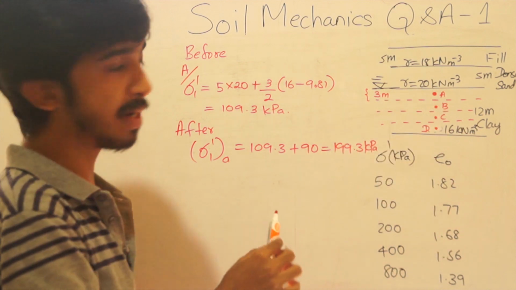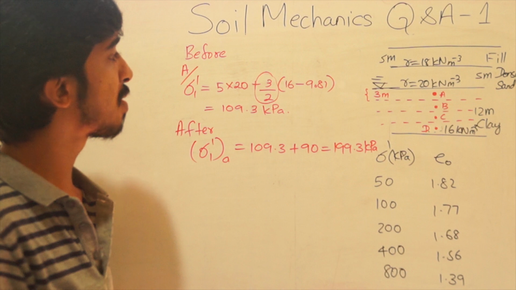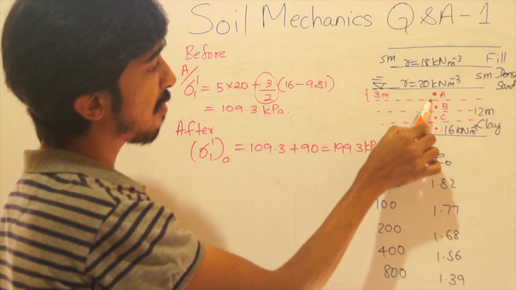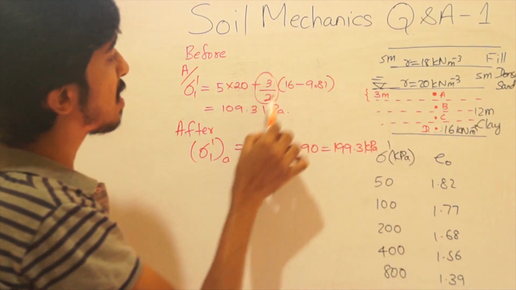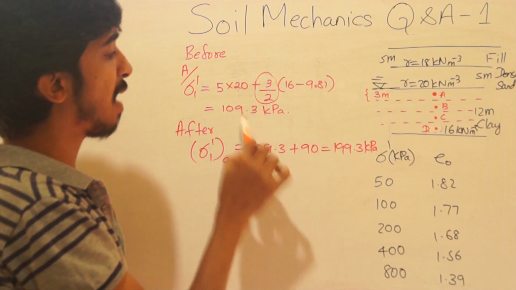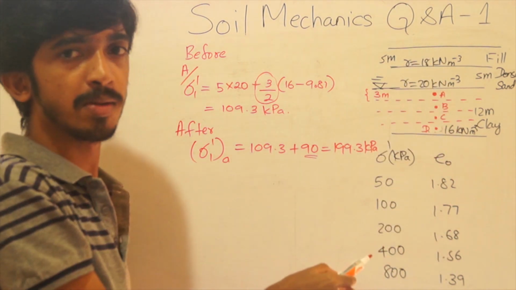If you want to calculate it for B, you have to change only this depth. So it would be 4.5, that is 3 from this and another 1.5. So here it will change to 4.5, that is 9.9 by 2. So you will get the answer and add 90 for that, because that is the increment for everything.